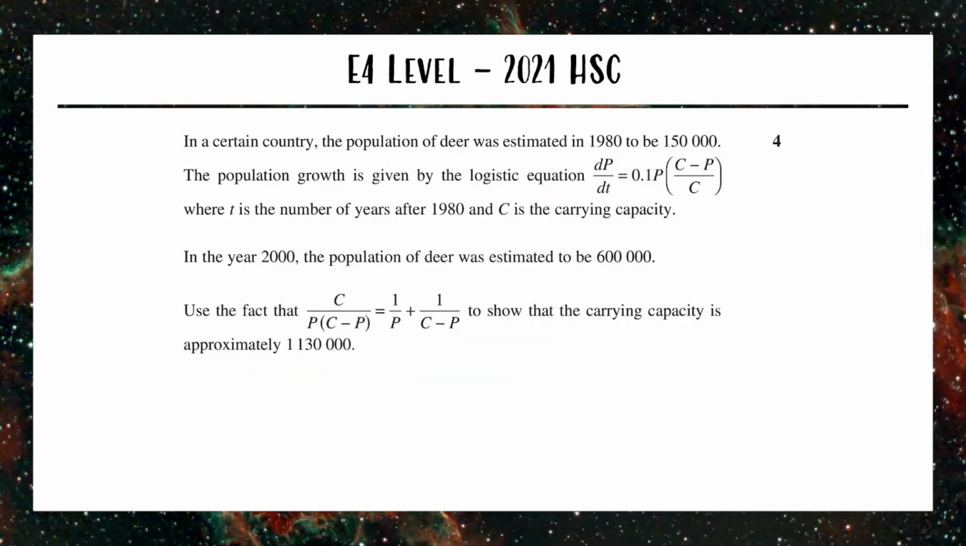Certain country, population of deer estimated to be 150,000 in 1980. Logistic equation growth given by this thingy right here. T is number of years since 1980.